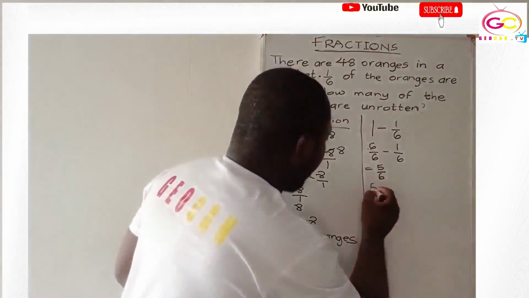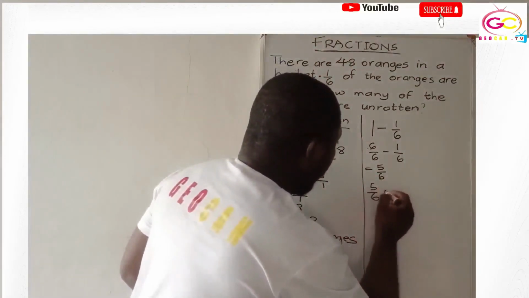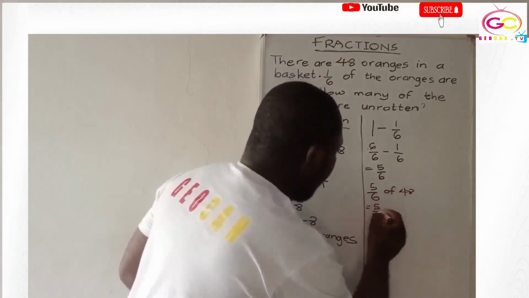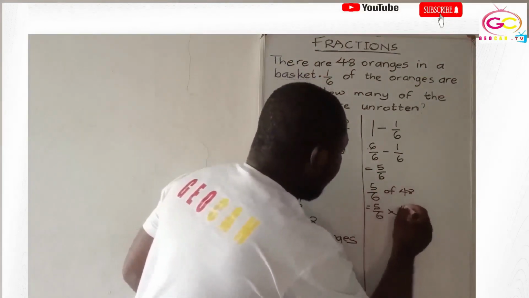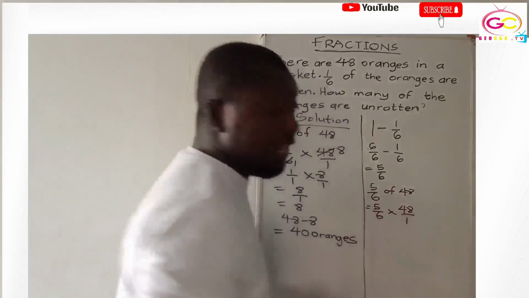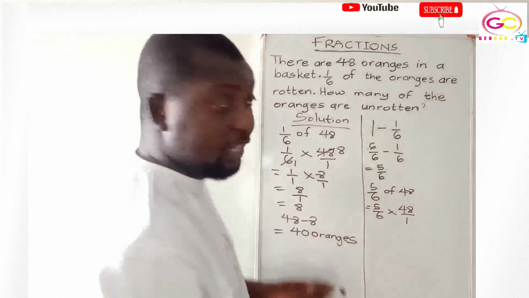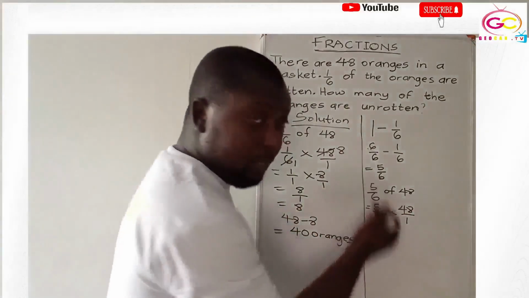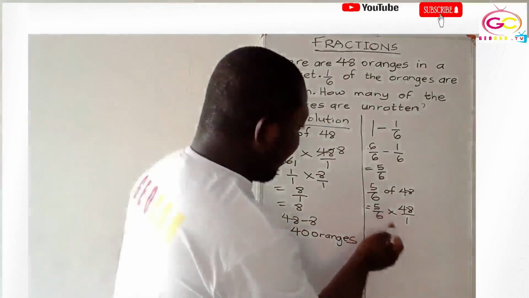So we find 5 over 6 of 48, which will be 5 over 6 times 48. And 48 can be written as 48 over 1. Any number over 1 is the same as that number. We are doing this to make cancelling easy. Now, see whether you can cancel either vertically or diagonally.